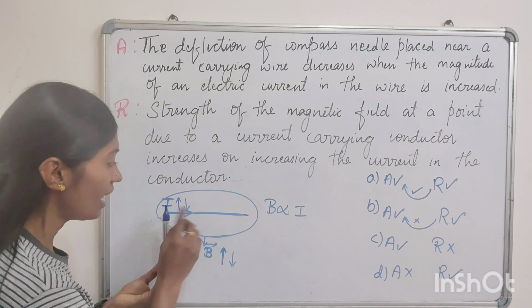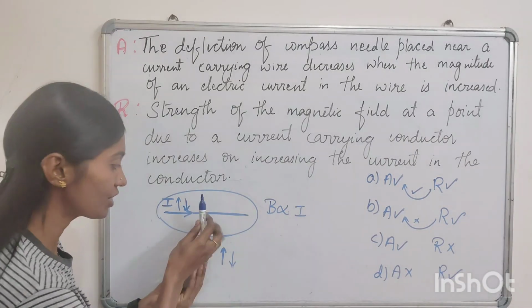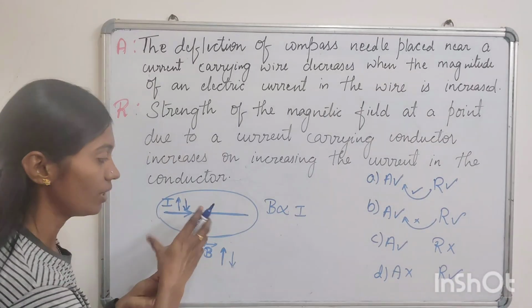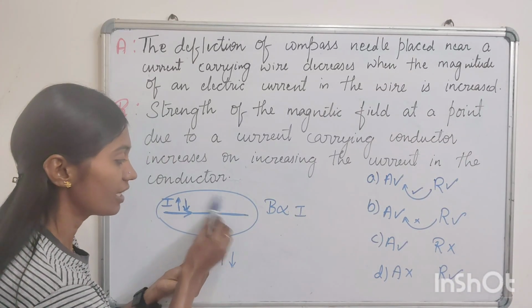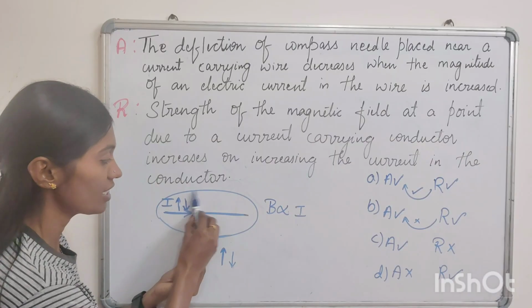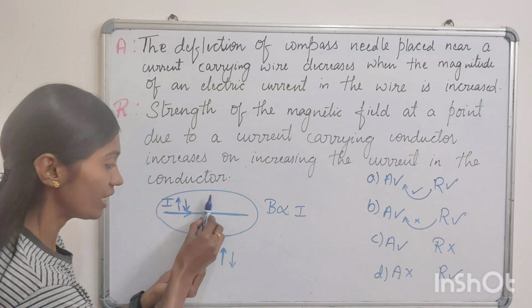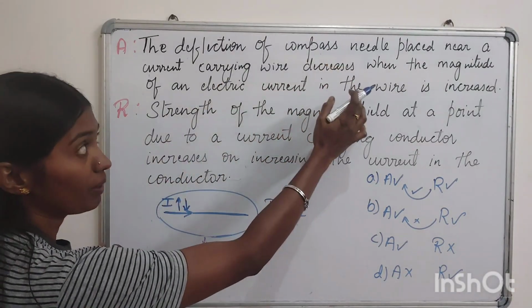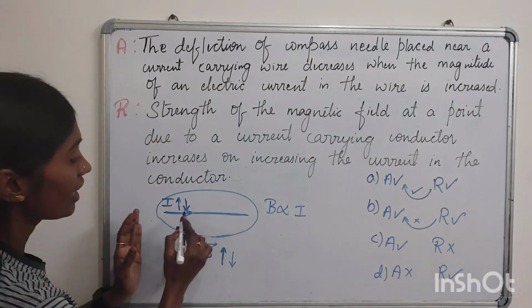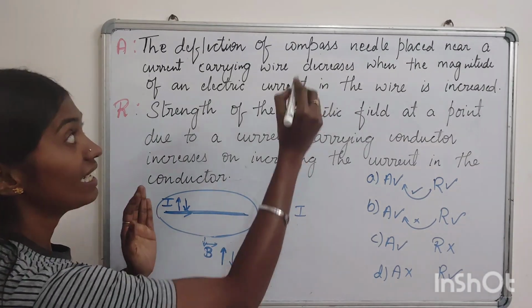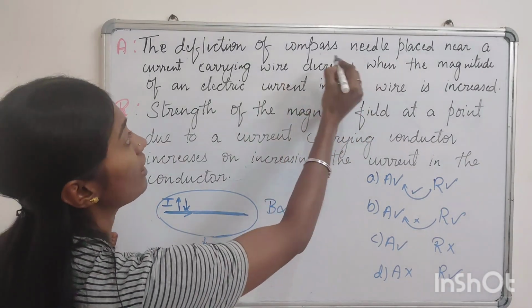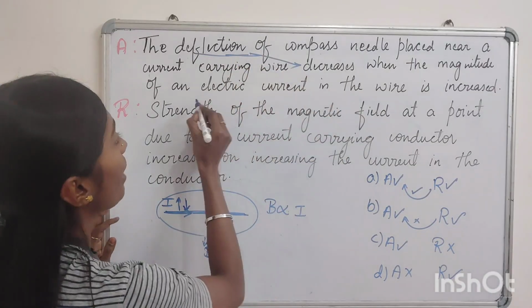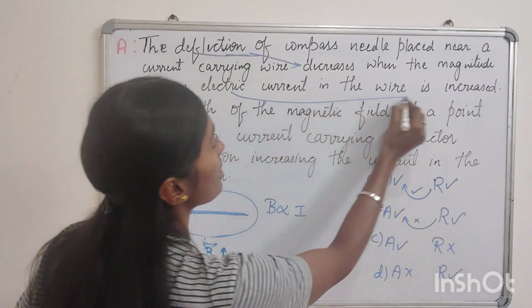If you decrease the I value, then the deflection also decreases. If you increase the I value, then the deflection also increases. If I value increased, deflection increased. If I value decreased, then the deflection decreased. Now come to the assertion. The deflection of the compass needle placed near a current carrying wire decreases. So what is happening to the deflection? Deflection decreases when the magnitude of the current in the wire is increased.